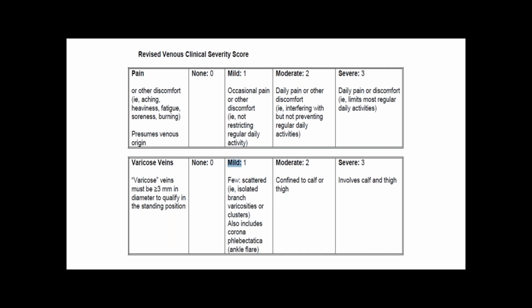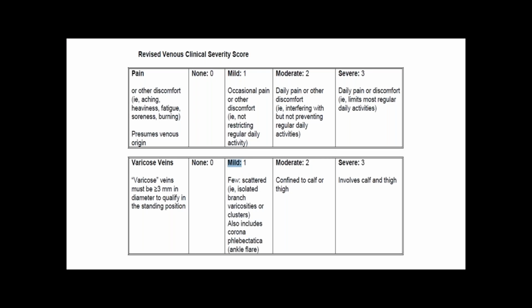So for pain, mild pain, that is occasional pain or other discomfort that is not restricting regular daily activity, will give 1. Moderate is pain which interferes with but does not prevent regular daily activities, whereas severe is daily pain which definitely limits regular daily activity. And varicose veins: in the definition, you should include veins more than or equal to 3 mm in diameter.